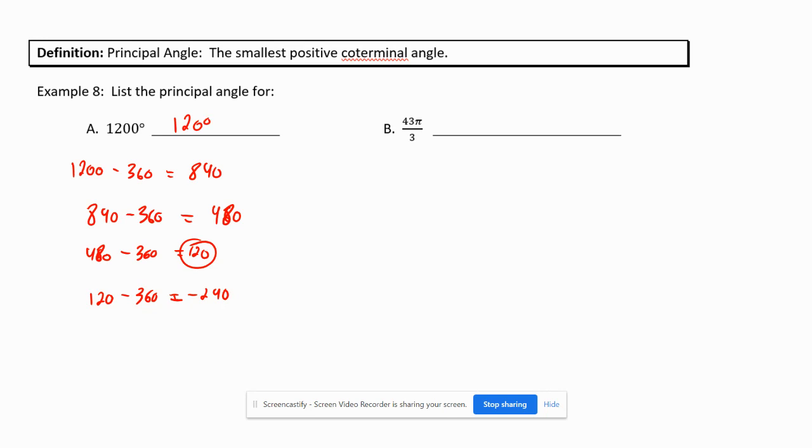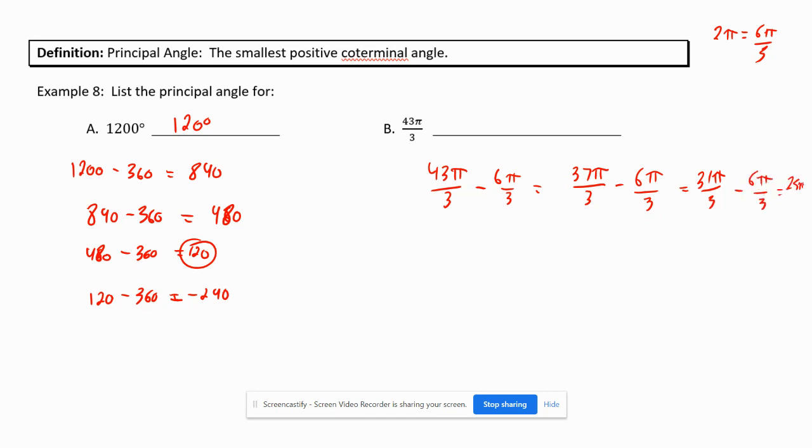So next one, 43 pi over 3. I'm going to do the same thing, except I'm going to subtract 2 pi, and 2 pi is the same thing as 6 pi over 3. So I'm going to subtract 6 pi over 3, and that gives me 37 pi over 3. Then I subtract 6 pi over 3 again, which gives me 31 pi over 3, minus 6 pi over 3 again is 25 pi over 3. And then I'm going to keep on going until I hit my smallest positive.